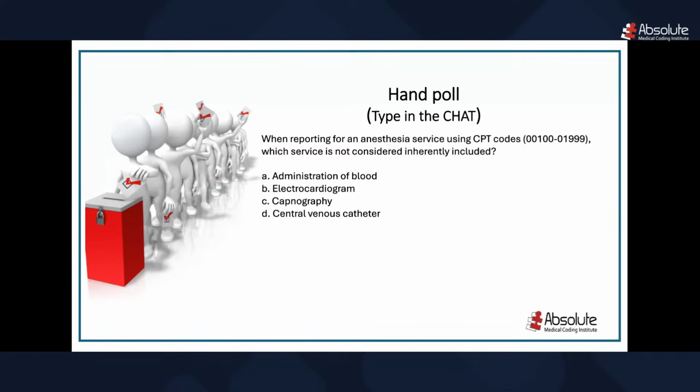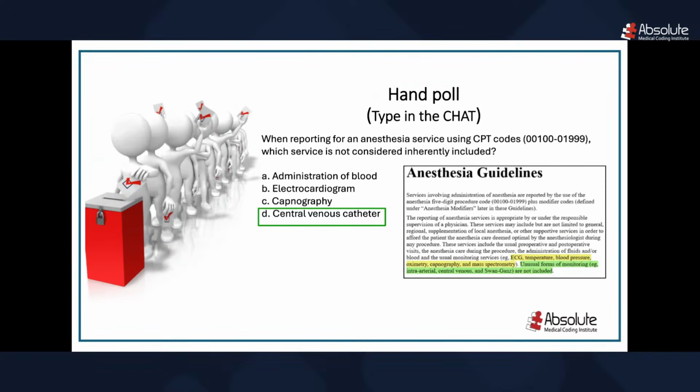Okay, all right. Absolutely correct. Amazing coders in the chat. The correct answer is option D, central venous catheter. Yes, awesome job.